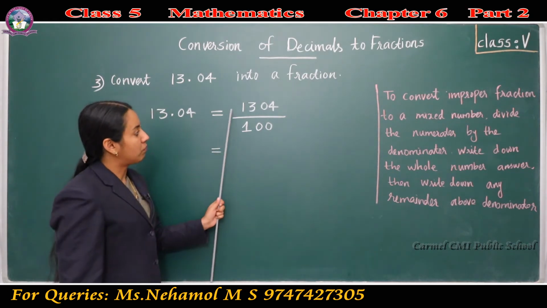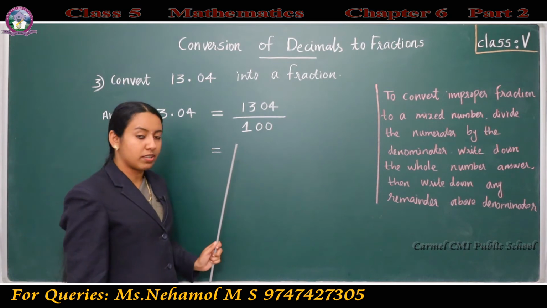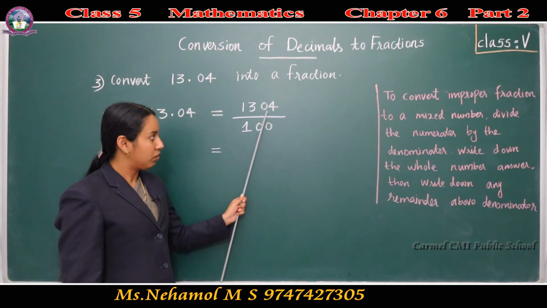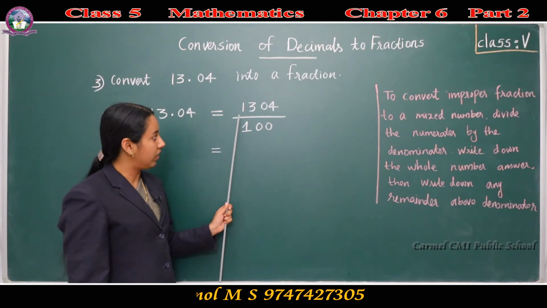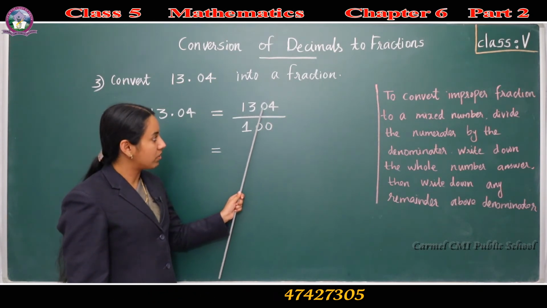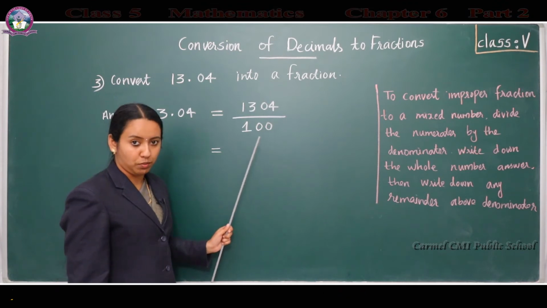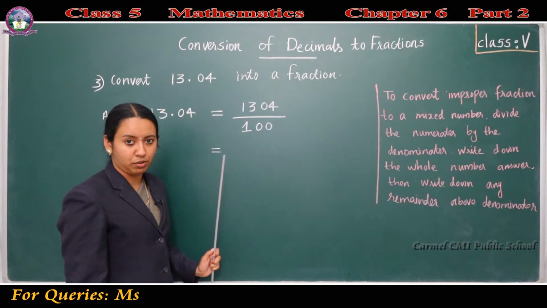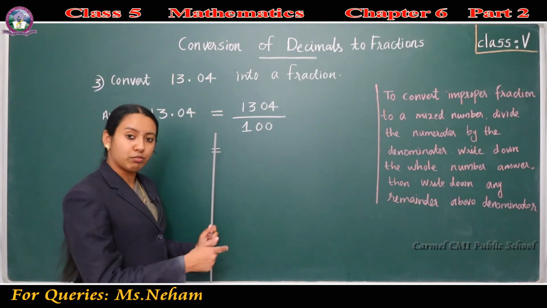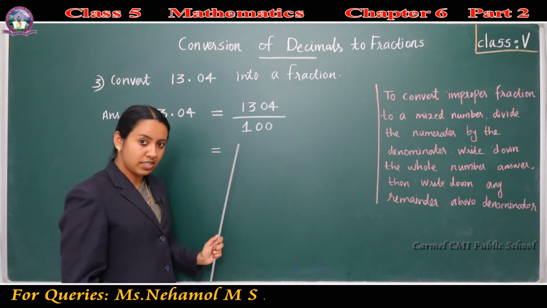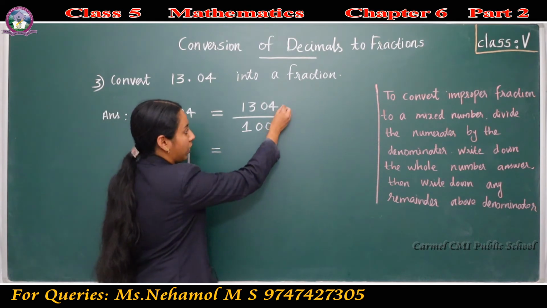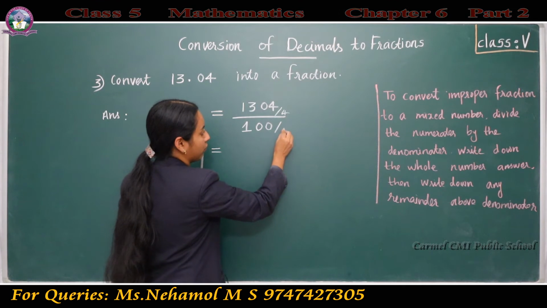1304 is divisible by 2, and 100 is also divisible by 2, as we know by the divisibility test. Then 1304 is divisible by 4 also, and 100 is also divisible by 4. So it is better to take 4 than 2, since we have to convert to the lowest term. So divide both numbers by 4.